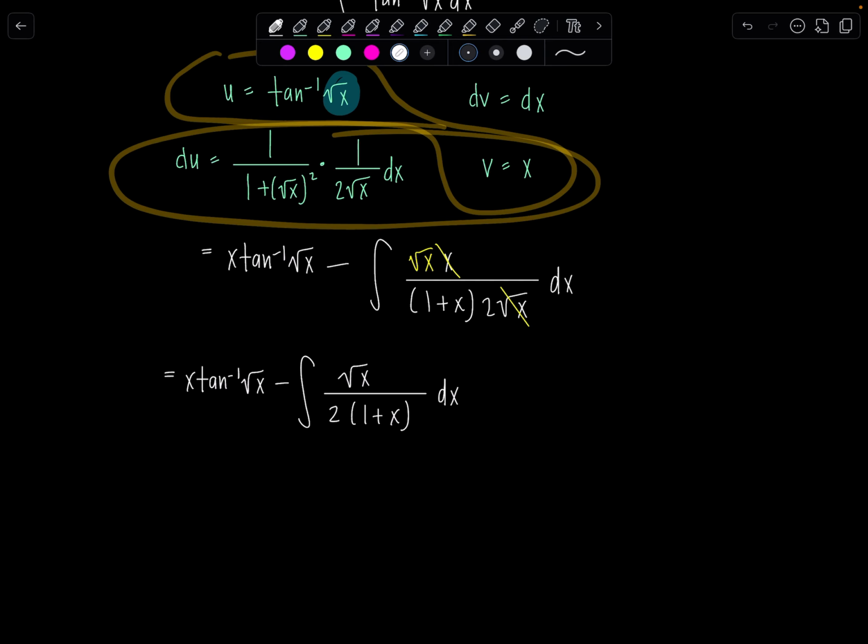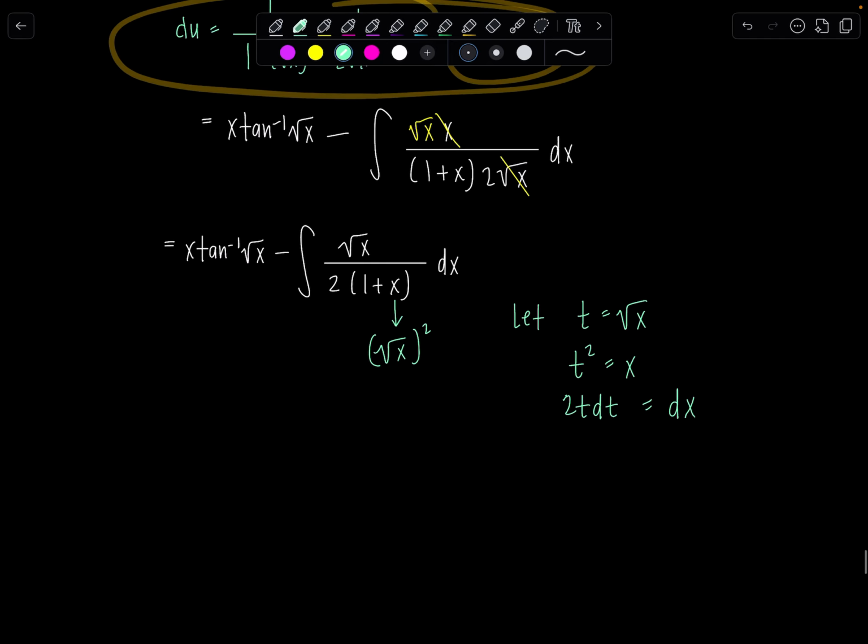Okay, very good. Now from here, we're going to have to make a substitution. So it's like you either do it earlier or you do it later. So remember, rad x is the square root of x. So let's let t, because I already used up u, be the square root of x. And then that means t squared is equal to x, and 2t dt is dx.